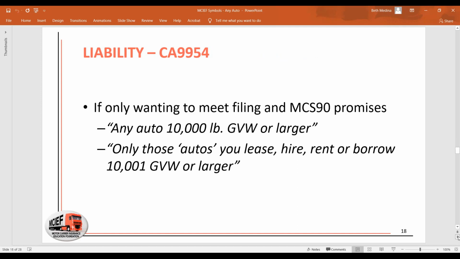To do this, you can use the CA 99 54. This is where you can have a designated endorsement. There are a few insurance companies who have also modified their ISO form to include this. If any auto is needed to meet a filing, an MCS-90 promise, this is what we want to do. So my suggestion, instead of any auto, which would be symbol 1, is any auto 10,000 GVW or larger. That's the commercial vehicles that meet the MCS-90 requirements.